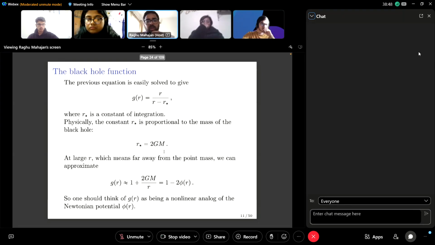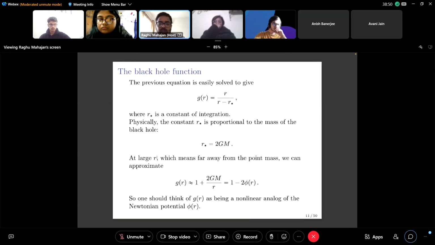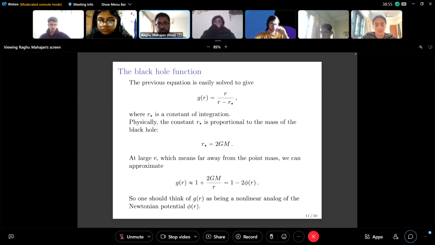Now, this point mass is sitting at r equal to 0. So you're at r equal to 0, and now you go to very large r, so you're very far away from this point.